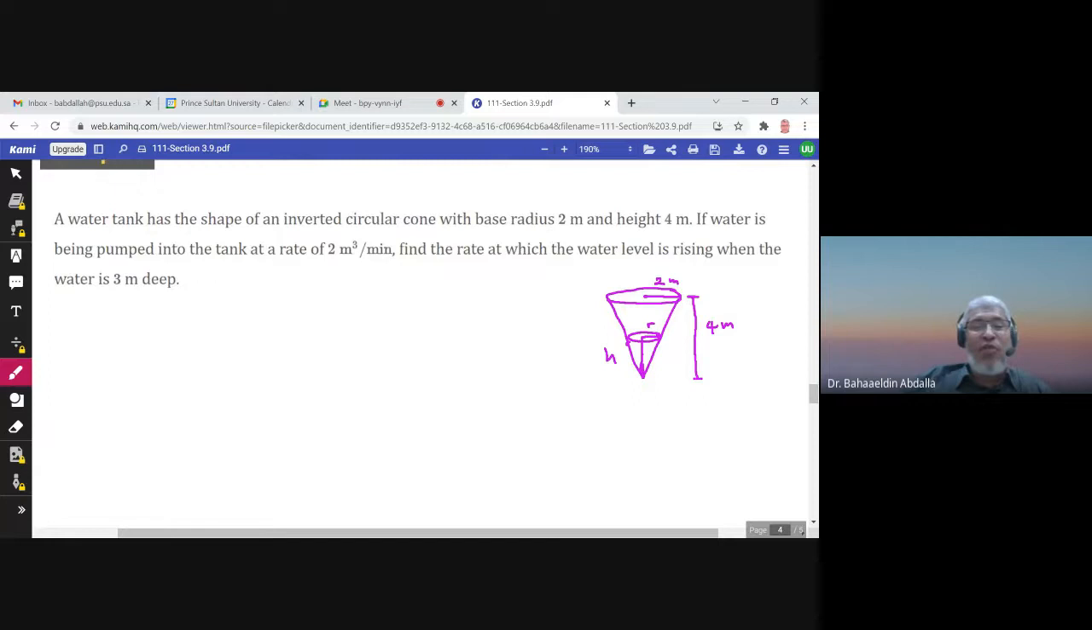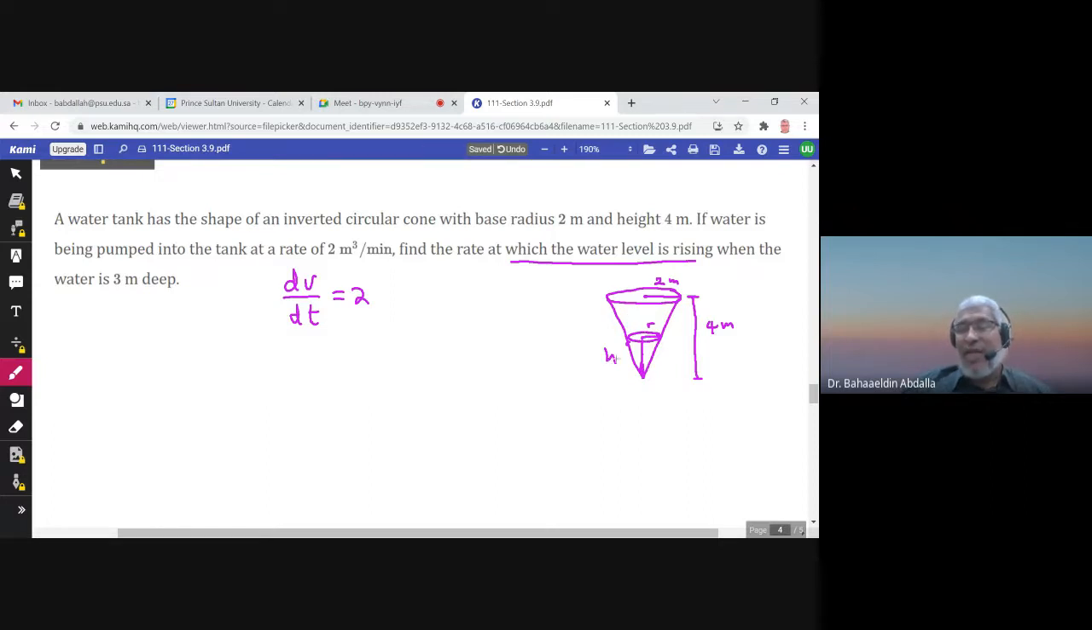So what's happening? Water is being pumped into the tank at a rate of 2 meter cube per minute. Meter cube, this is what? This is the volume. Per minute, this is time. So what is this? This is dV by dt. dV by dt is 2, increasing. This is the volume of the water, the rate of change of the volume of the water. The volume of the cone is not changing. Find the rate at which the water level is rising.